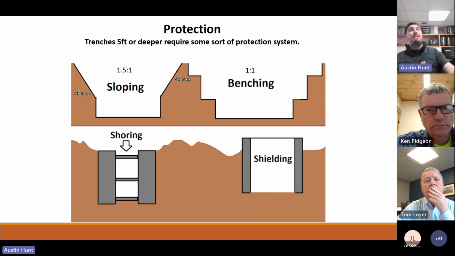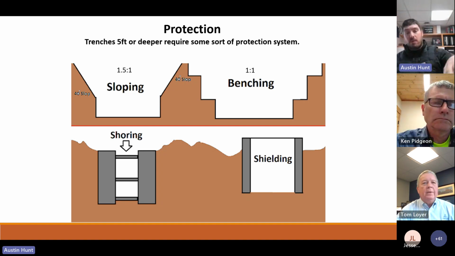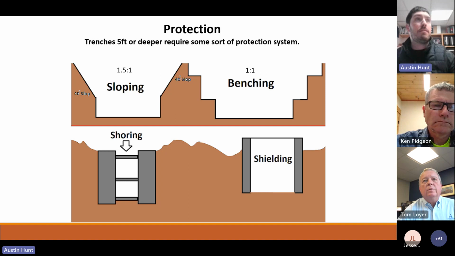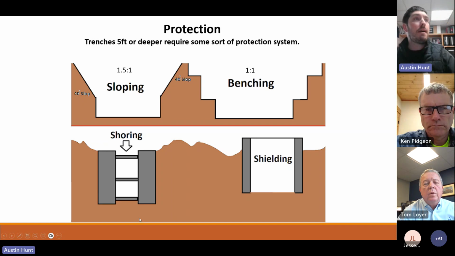You have sloping, benching, shoring, shielding, which are all different methods. Sloping we use quite a bit. Best practices. Benching is still pretty good. It's better if you have an area where you're kind of working down a bit, and you make a bit of wall, you do your work, you go down a little deeper, things like that.